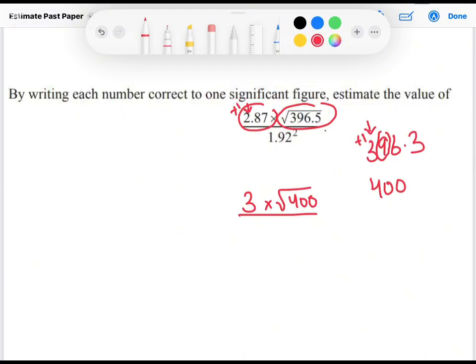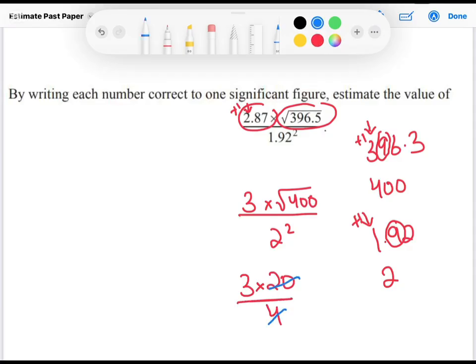Now we will solve the 1.92. The first significant figure is 1, and after that we have a number 9 that is bigger than 5, so I will add 1, so it will become 2. So 2 squared. Now root 400 is basically 20, so I will write 20, and 2 squared is 4. So now we just need to cancel out. 4 1s are 4, 5s are 5, 3s are 15. So the final estimated value of this question is 15.